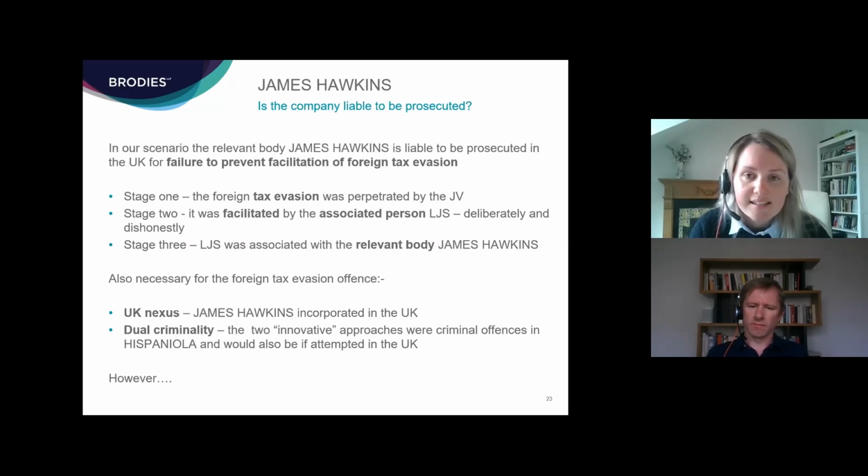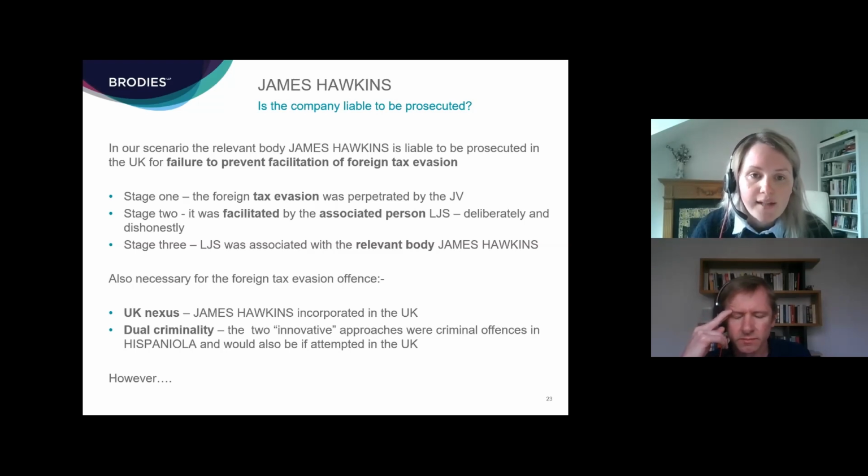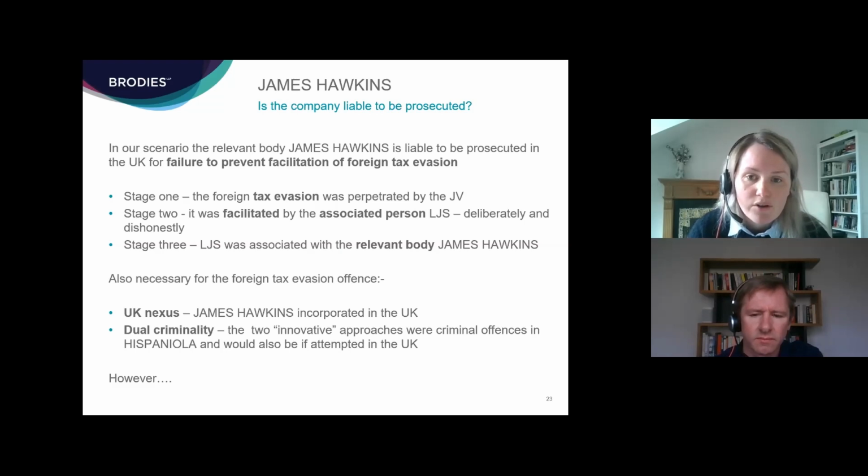And applying that to James Hawkins, what we have here is obviously there's a foreign element to the story. So stage one, there's a foreign tax evasion perpetrated in Hispaniola by the JV. At stage two, that tax evasion was facilitated by Long John Silver as associated person of James Hawkins, and at stage three, Long John Silver was associated with James Hawkins.